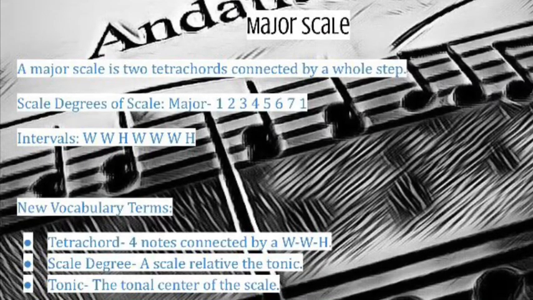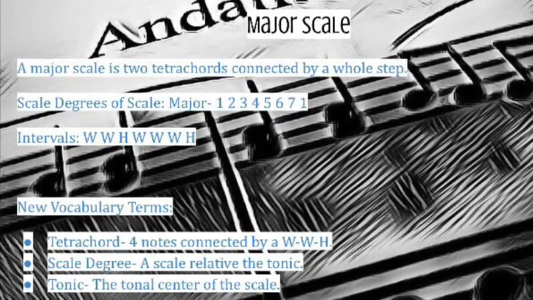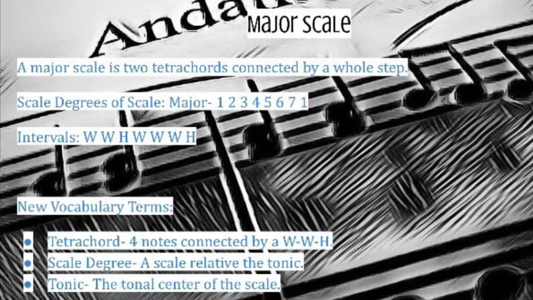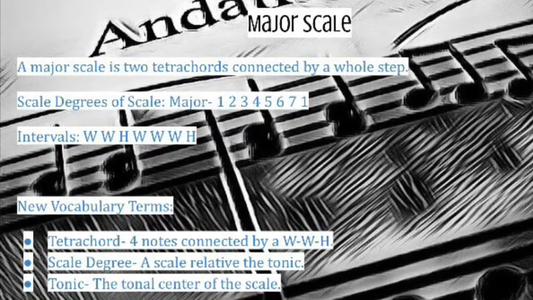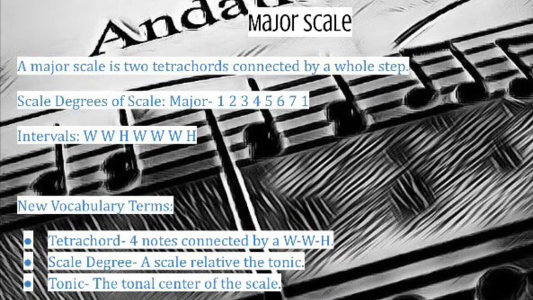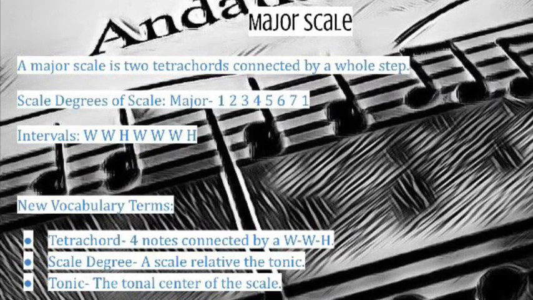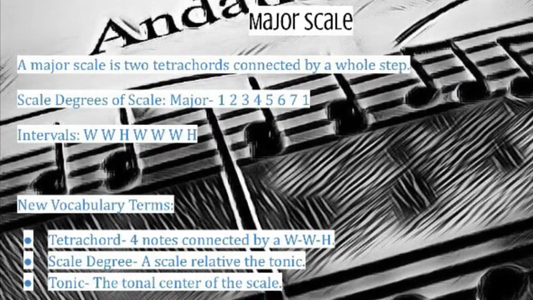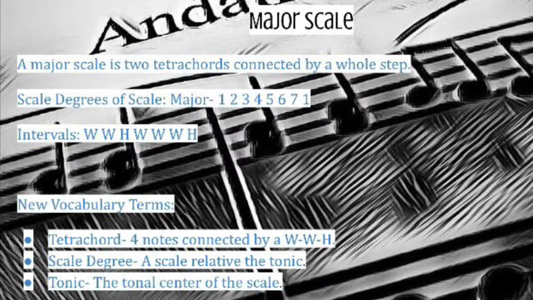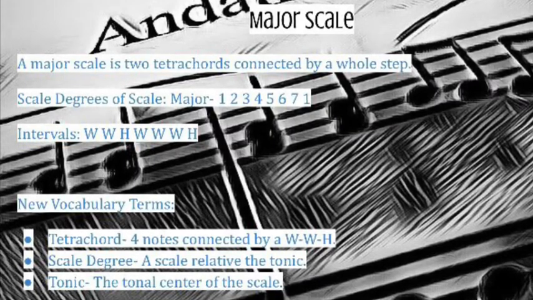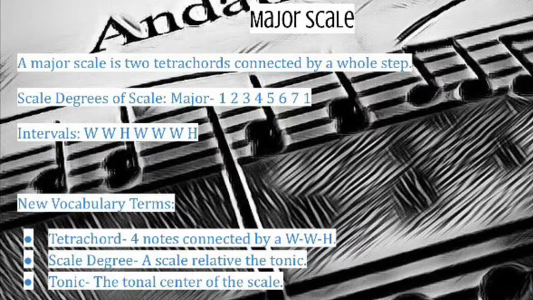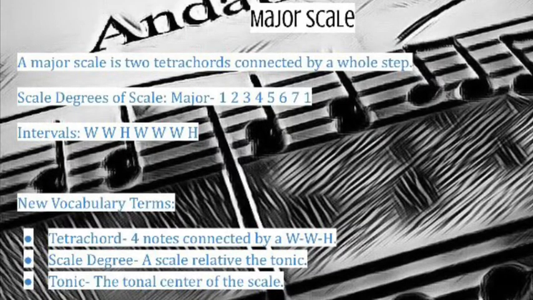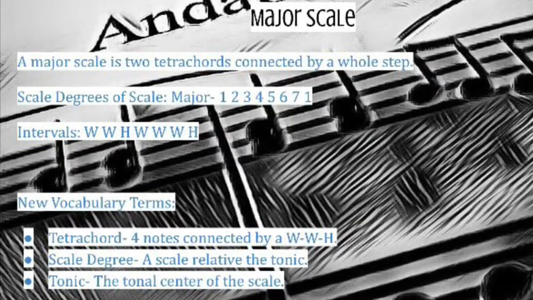A major scale is 2 tetrachords connected by a whole step. Now the scale degrees of the major scale are 1, 2, 3, 4, 5, 6, 7, 1. Which, as you can see, has no flats or sharps, so nothing crazy. You are not messing with the scale. You are only following the rules that are set by its key signature.